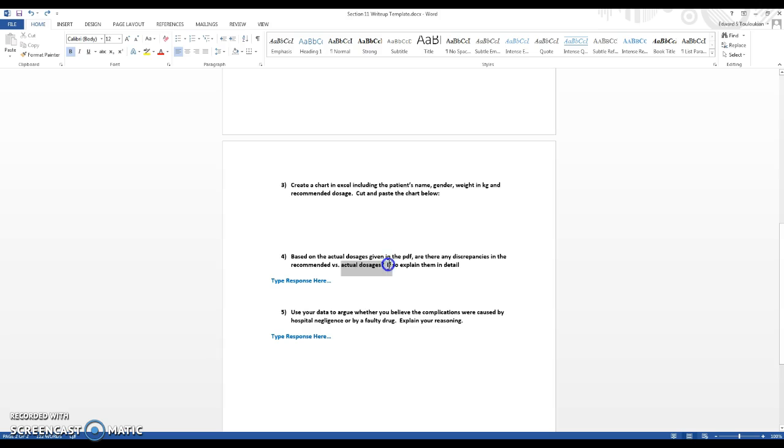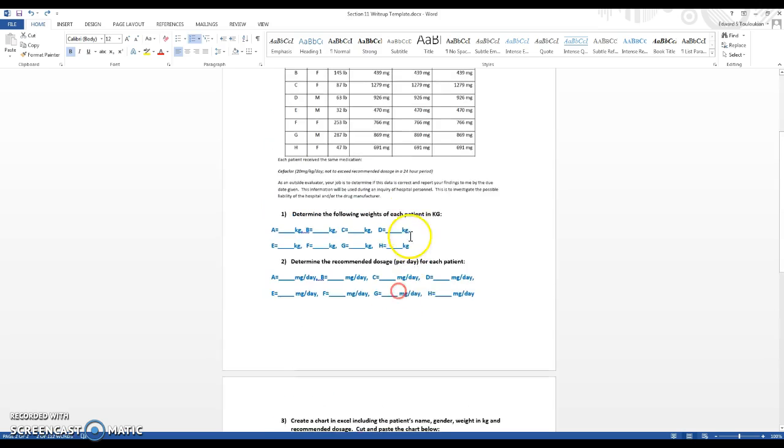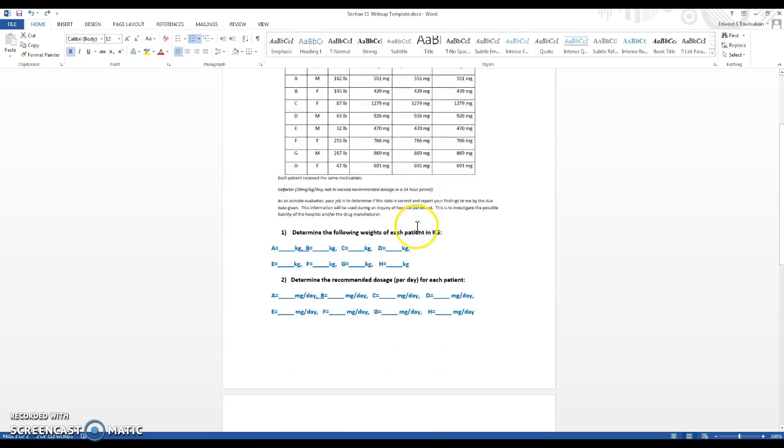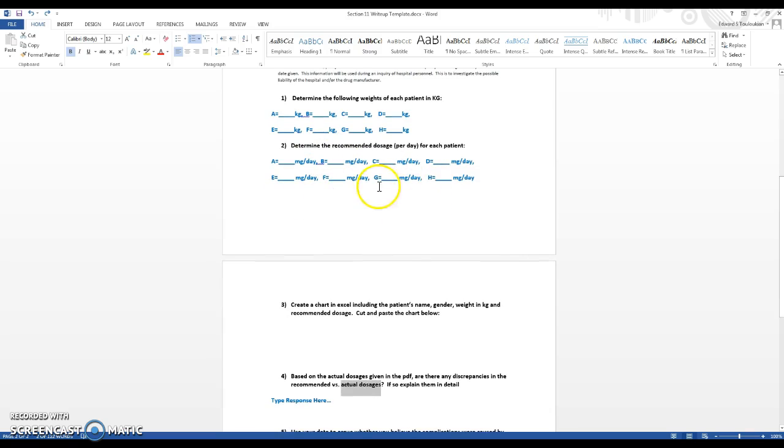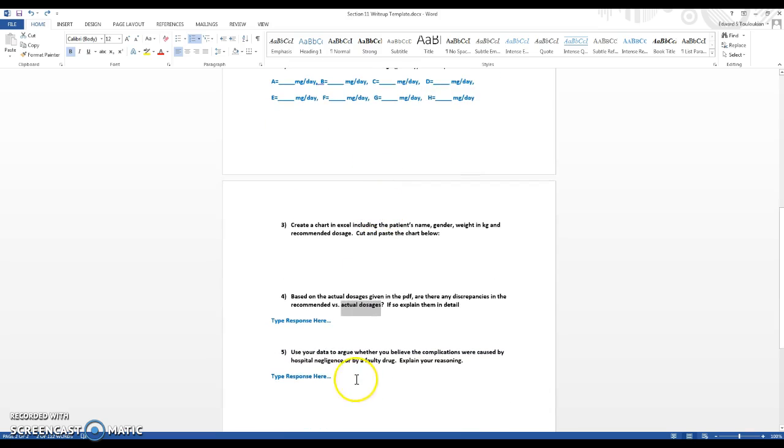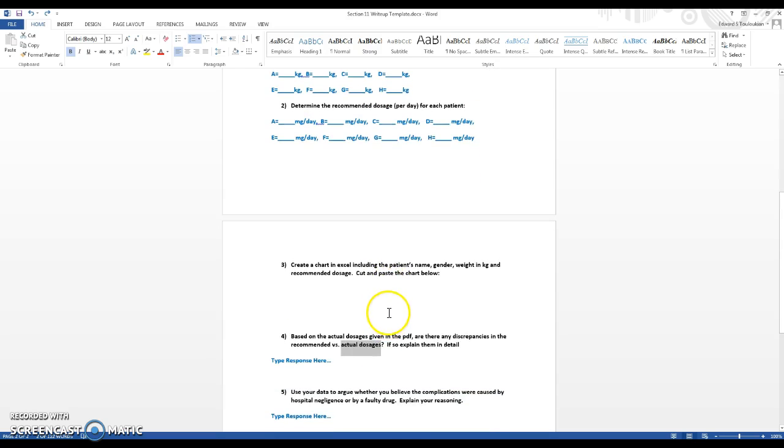The actual dosages are up here. You're going to calculate what the recommended dosage, what they should have gotten, was. Then you're going to use this data to argue whether you believe these complications were caused by hospital negligence or by a faulty drug. One thing I want you to do is make a chart in Excel with all this information, and then cut and paste that chart down here. Let me show you what I want you to do with that.